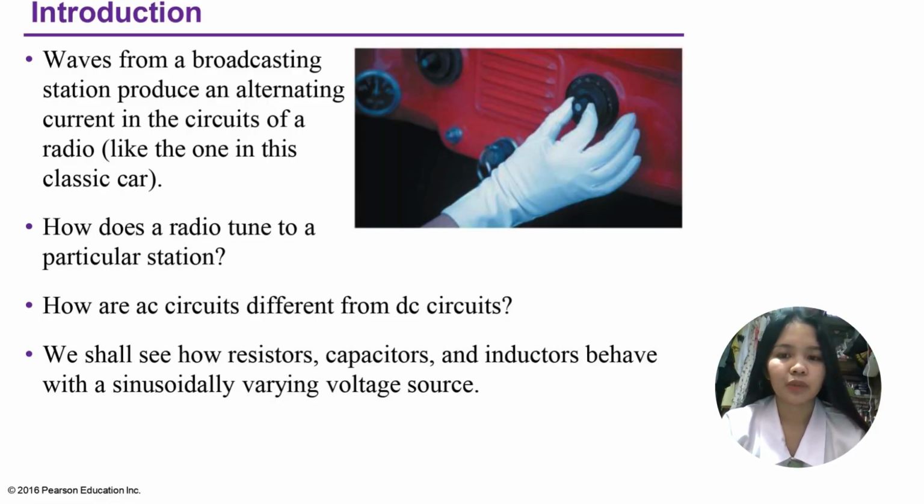Alternating current is ubiquitous in modern technology. Unlike direct current, which flows in one direction, alternating current periodically reverses direction. These characteristics make AC ideally suited for power generation and distribution over long distances. The waves from a broadcast station produce an alternating current in the circuits of a radio. In this chapter, we will address fundamental questions such as how a radio tunes to a particular station, how AC circuits are different from DC circuits, and how resistors, capacitors, and inductors behave when subjected to a sinusoidally varying voltage source.